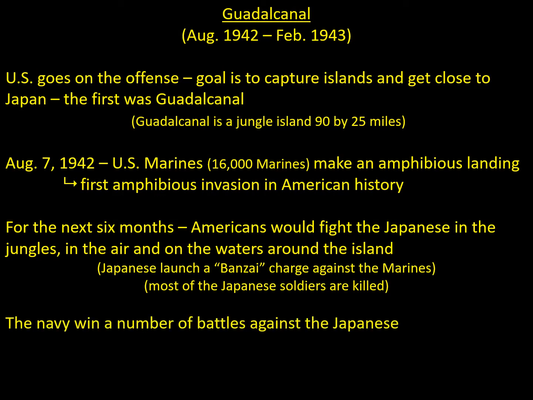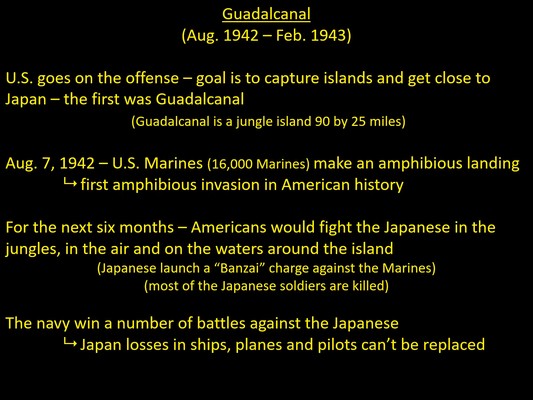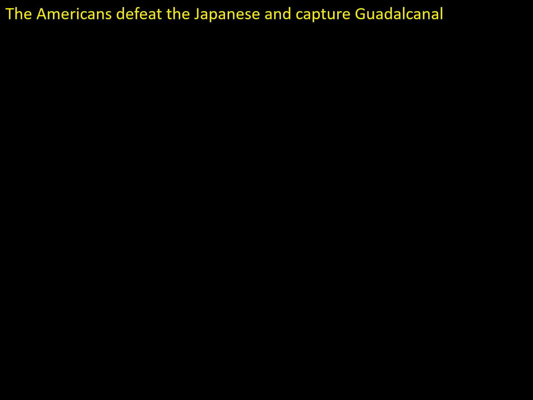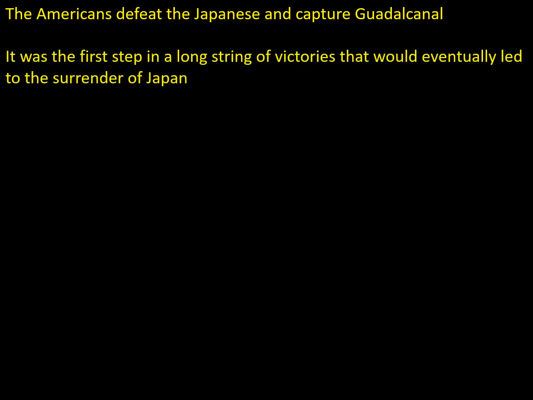The Navy wins a number of battles against the Japanese. Japan's losses in ships, planes, and pilots can't be replaced. The Americans defeat the Japanese and capture the island of Guadalcanal. It was the first step in a long string of victories that would eventually lead to the surrender of Japan.